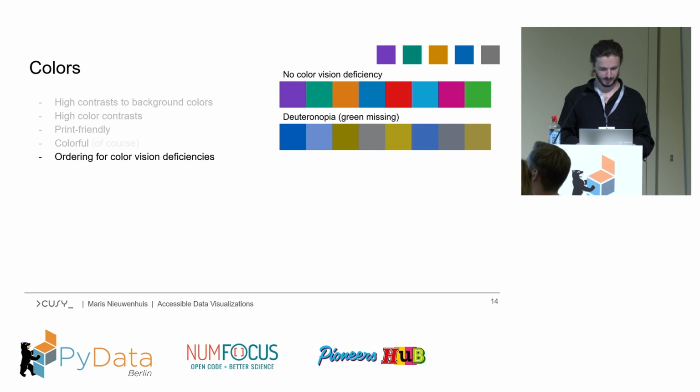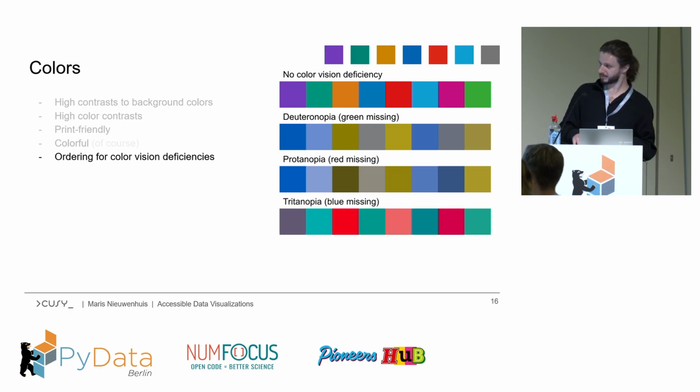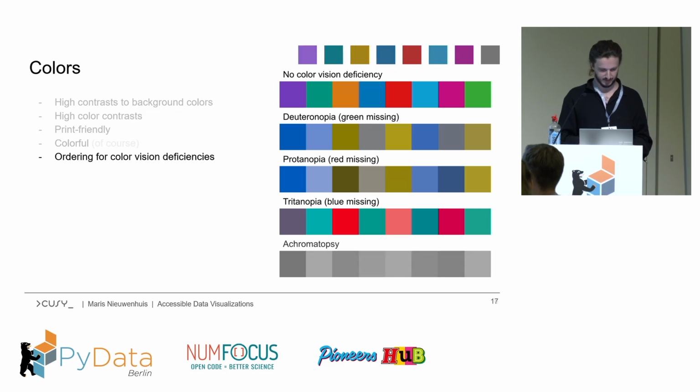And when you have deuteranopia, which is a red-green color blindness, where the green color cones in your eyes are not working or missing, it will look about like that, simulated of course. For the other type of red-green color blindness, where you have red missing, it will look like that. For blue missing, like that. And if you don't have any color vision at all, it will look about like this.